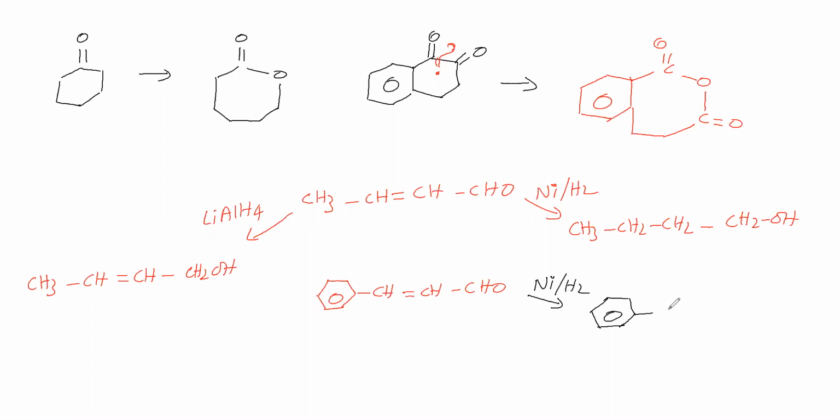This CH=CH double bond is converting into a single bond. Then the CHO, this aldehyde, is converting into CH2OH. Aldehyde CHO is converting into CH2OH, as we said.